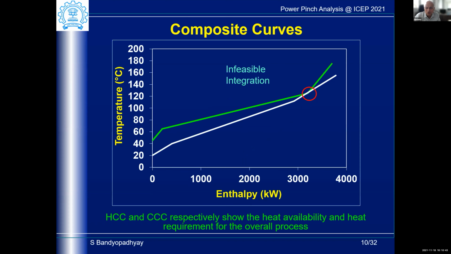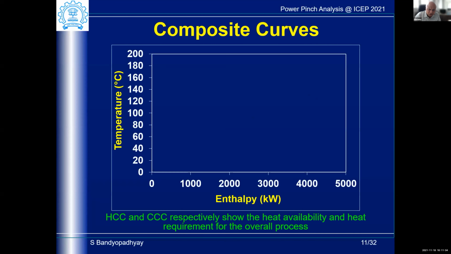Now, if we place them too close, then these two curves might intersect or touch. If they intersect, then heat transfer is not possible based on the second law of thermodynamics. If they touch, then also it is difficult because the area of heat exchange goes to infinity. So that means we need to have some gap. So what we can do is place them one by one with some difference in between.